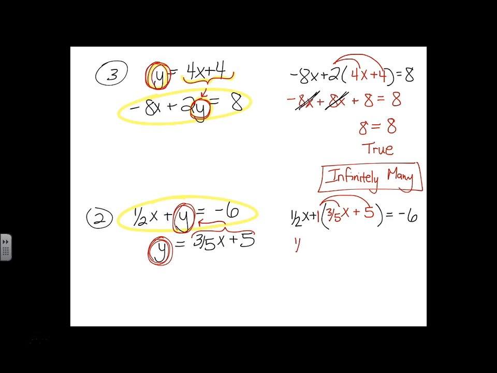So I can say 1/2 x. 1 times anything is itself, right? 1 times 5 is 5. Negative 6. And now, what do you guys think you're doing? Subtract 5 from one side. Yeah, I kind of want to, right? But 1/2 and 3/5 is gross. I could move the 5 if I want to do that first. That's what Johnny saw.